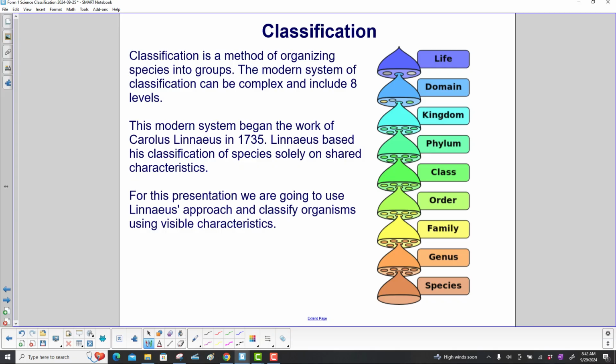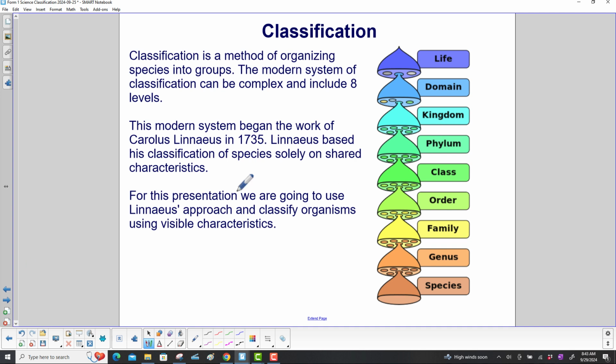Classification is a method of organizing species into groups. The modern system of classification can be complex and includes 8 levels. This modern system began with the work of Carolus Linnaeus in 1735. Linnaeus based his classification of species solely on shared characteristics. For this presentation, we are going to use Linnaeus's approach and classify organisms using visible characteristics.